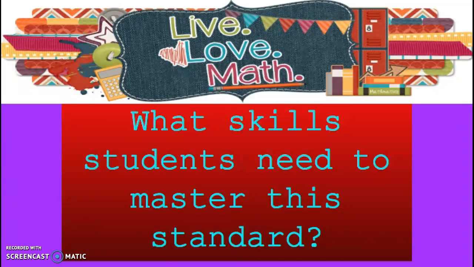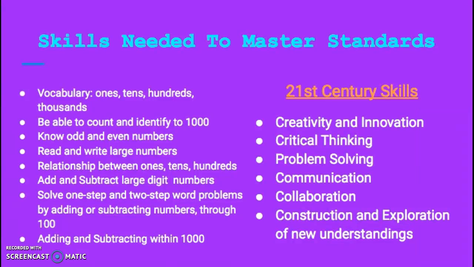So what are the skills that the students need to master the standard? They need to learn vocabulary words of ones, tens, hundreds, and thousands. Be able to count and identify to 1,000. Count by fives, count and add by tens and hundreds. For any given number between 100 and 900, mentally add 10 or 100 or subtract 10 or 100. They must understand odd and even numbers, tell whether there are an odd or even number of objects in a group by putting them into pairs or by counting by 2.